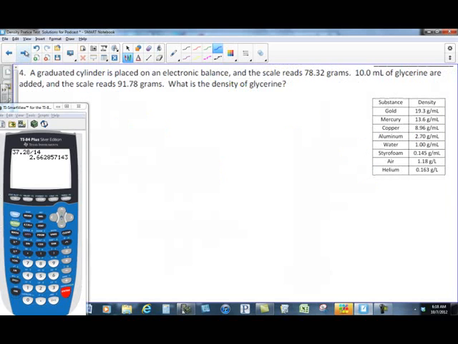A graduated cylinder is placed on an electronic balance with 78.32 grams. So that's just the cylinder. 10 milliliters of glycerin is added, and then the scale reads 91.78 grams. We want to find the density. Okay, so we want to find density. We are given 10 milliliters. That part is straightforward. And we are given some mass info. So let's get clear about what the mass info is.